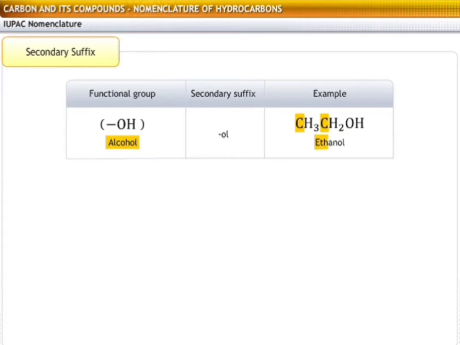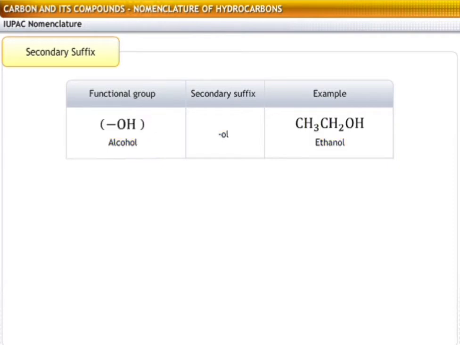It is saturated, so the primary suffix should be "ane". But as there is a functional group OH in the molecule, remove the E from the name of the molecule and add the secondary suffix "ol". Therefore, the IUPAC name of ethyl alcohol is ethanol.